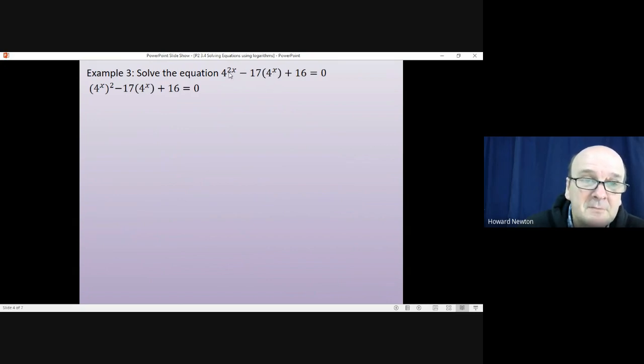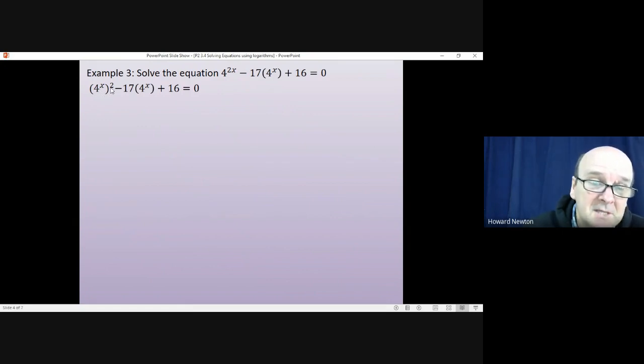Now, 4 to the power of 2x, that is the same thing as 4 to the power of x all squared, just using the normal rule for powers. So 4 to the power of 2x is 4 to the power of x squared. Now, what we've got now is a quadratic.